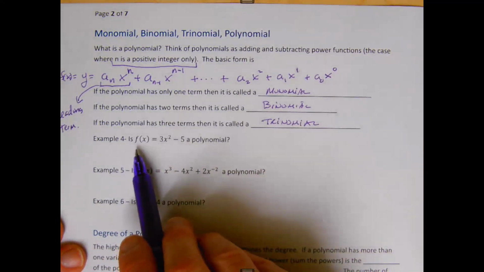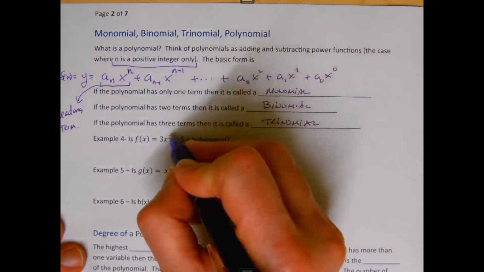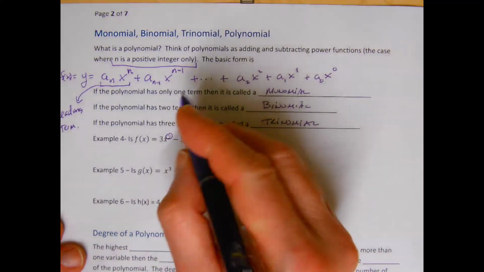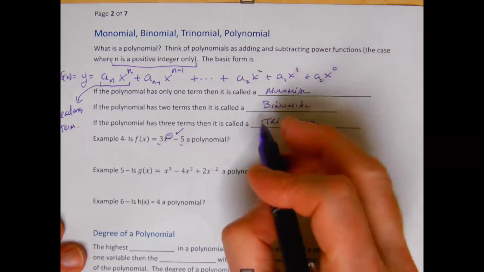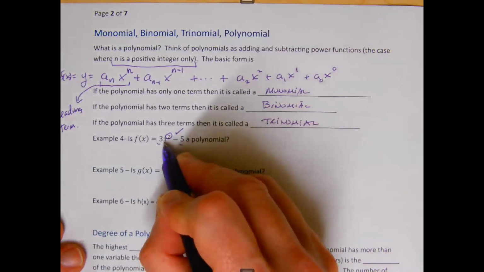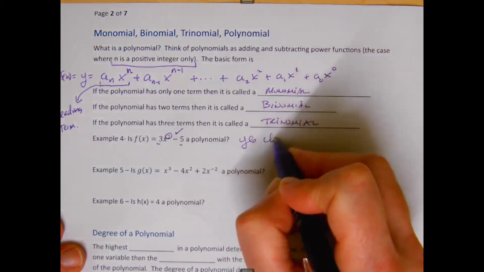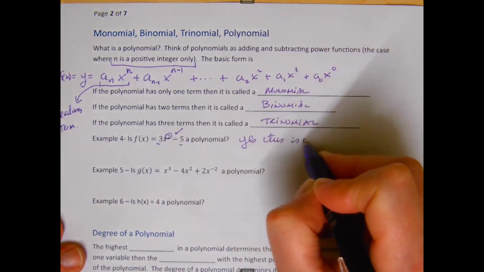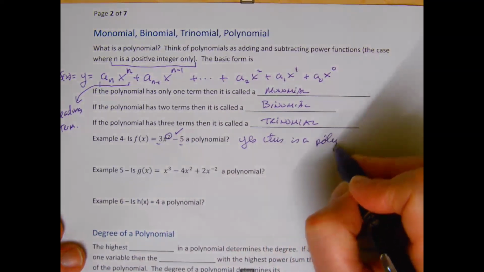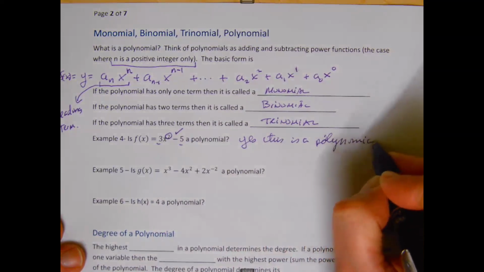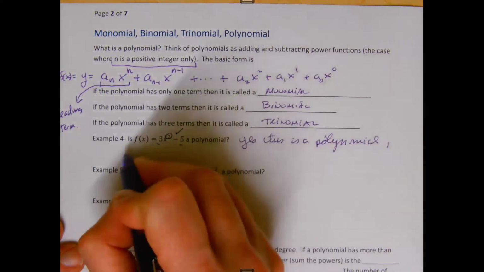So is f of x equals 3x squared minus 5 a polynomial? So what I'm looking at is, first of all, is this a positive integer? And the answer is yes. And these are real numbers. So the answer is yeah. And of course, the variable is the base. So yes, this is a polynomial. And to be more precise, it is a binomial because it has two terms.